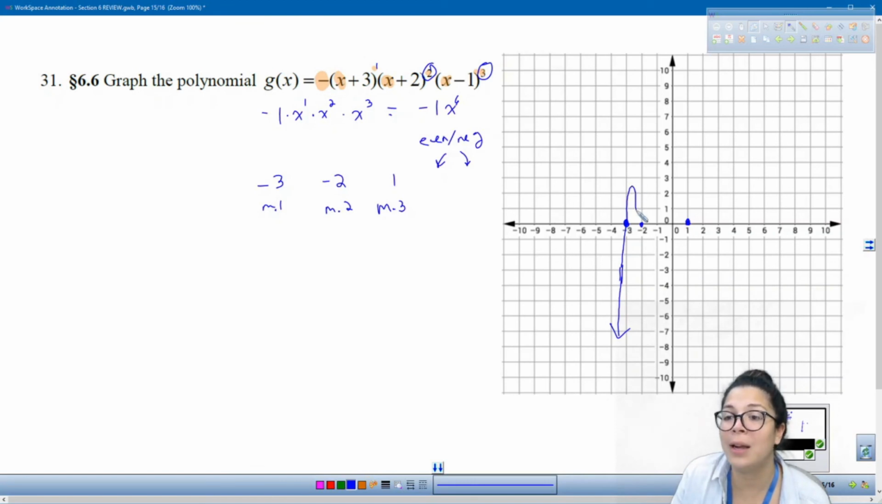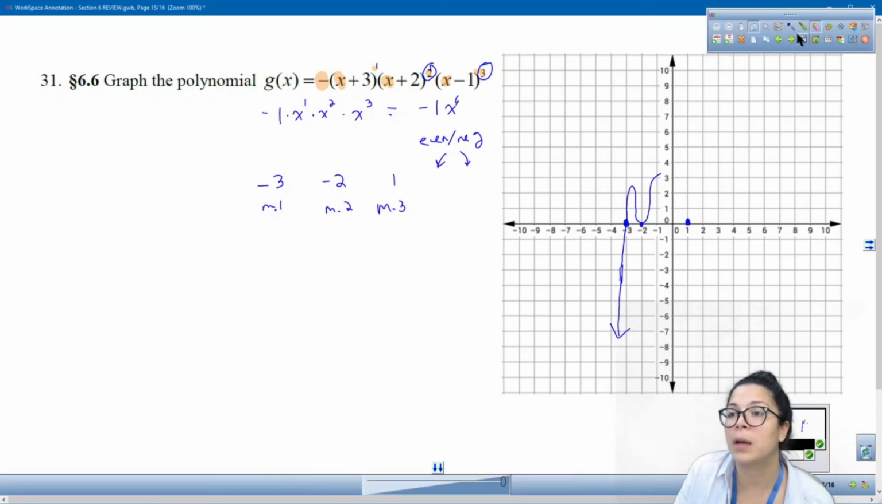All right, we go through negative 3 straight, and we turn back around to go through negative 2. Now, on negative 2, we're actually going to hit the 0 and bounce back because it has a multiplicity of 2. And then we turn back around to go through 1, and 1 has a multiplicity of 3. So we're going to go through 3 and flatten at the 0, and then back down for the end behavior.